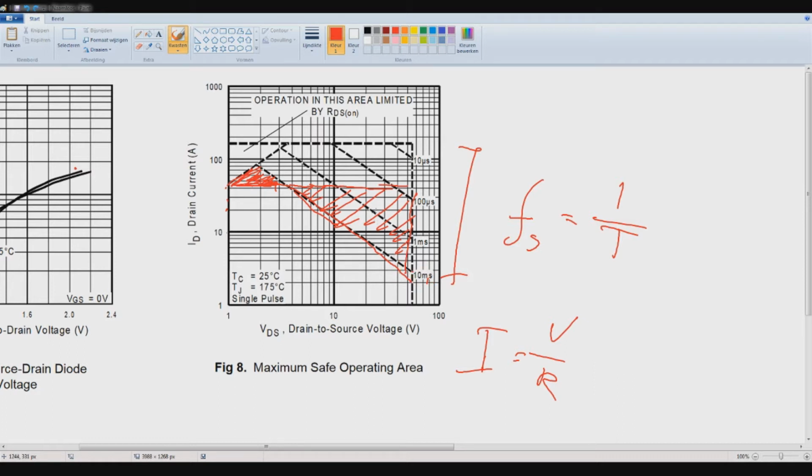pulse time duration. So you must be aware that even if it says 45 amps max and you use it for continuous operation, that it might even fail because you are not inside the safe zone. So this is why higher frequencies are better for the MOSFET. So let's take a look at the next figure.